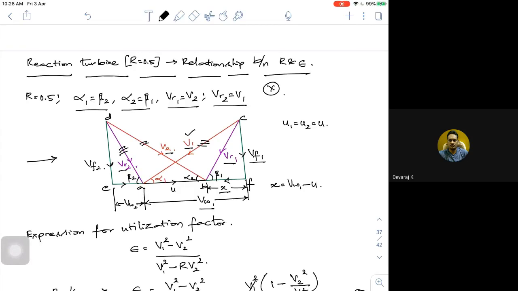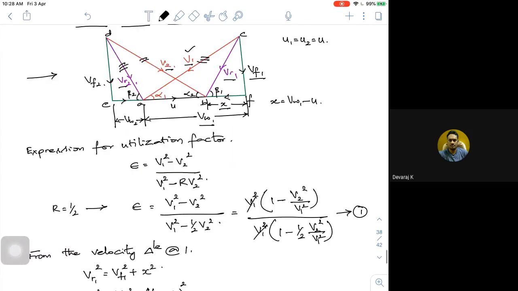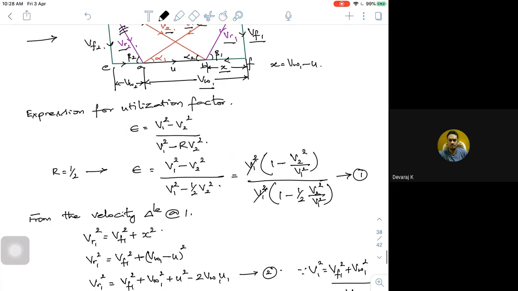And for these conditions, just simply take the expression for your utilization factor, which is E1 by V1 square, that is V1 square minus V2 square divided by V1 square minus R into V2 square. Substitute for V2, and you will get it. This is one of the special cases.